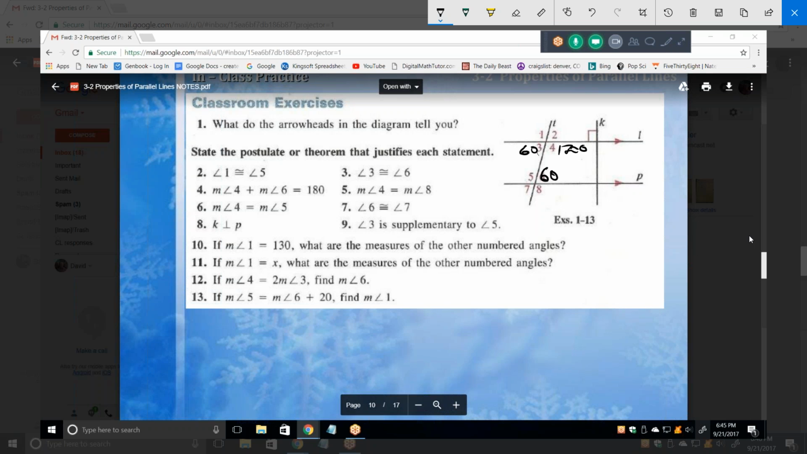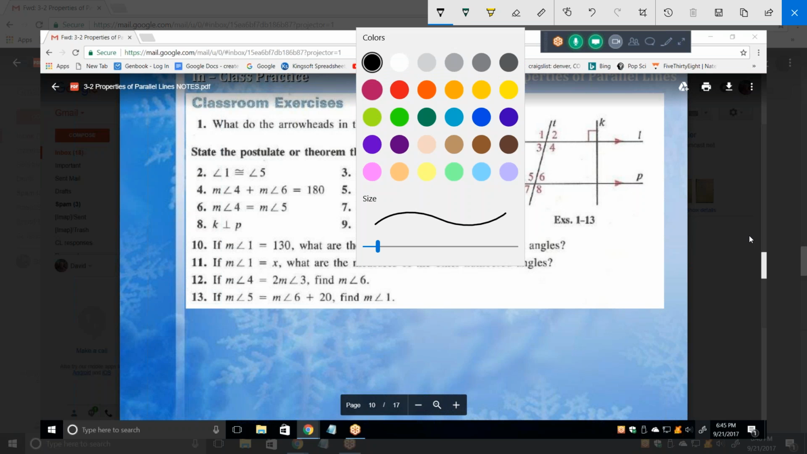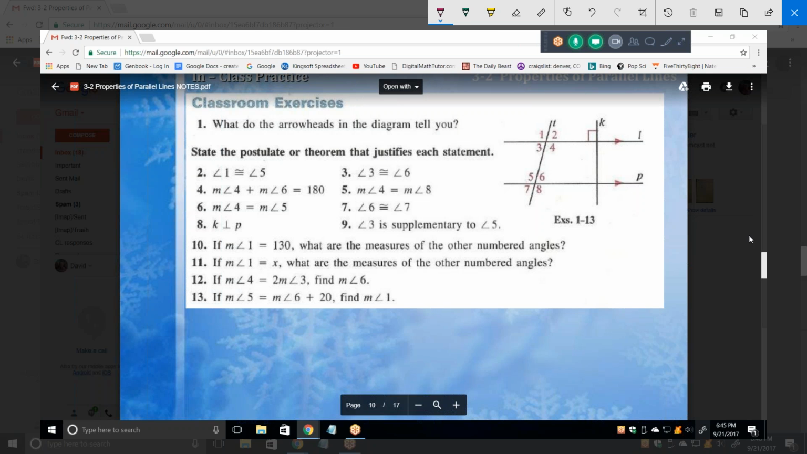In other words, they're alternate interior angles, so it's got to be the same as 3. And this one's a little similar. They're saying angle 5 equals the measurement of angle 6 plus 20. Let me write the equation down. Use this color this time. I'm going to leave off the word measurement just for brevity's sake.